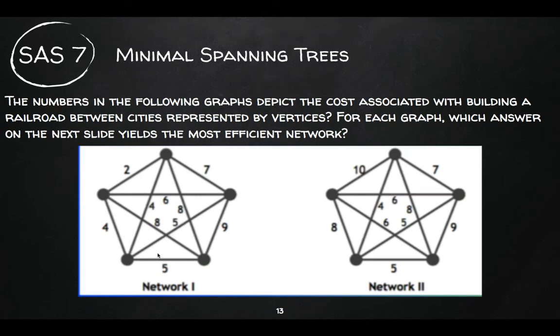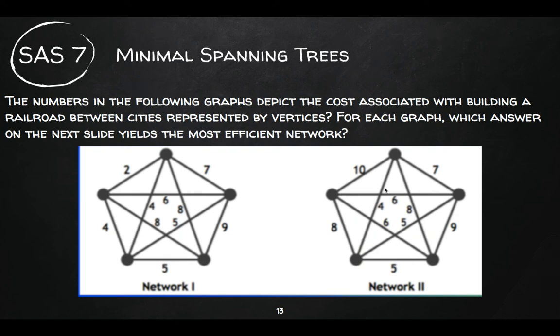We wouldn't need this, actually. We would use this 5, and that would connect all of them. So this particular vertex would connect to this vertex, and this vertex, and then that vertex would connect to that vertex. So the total would be 2 and 4 is 6, and then 10, we'd have 16 for network 1. We'll see if that's right.